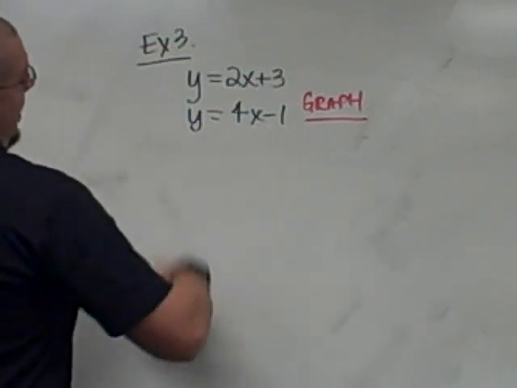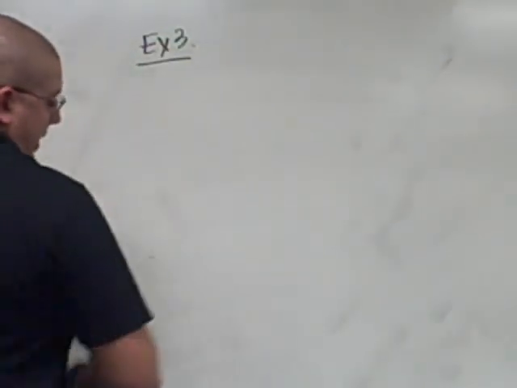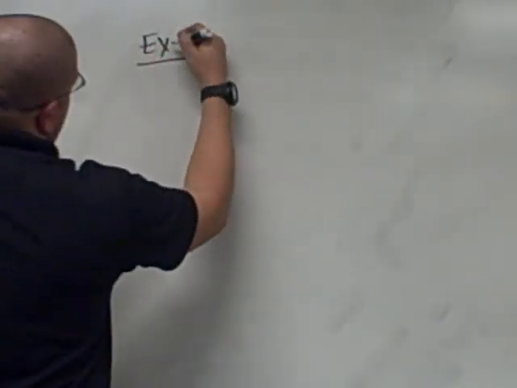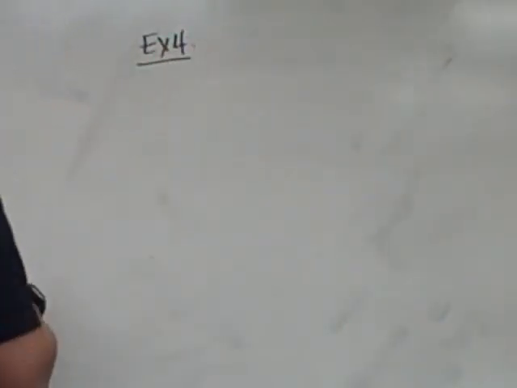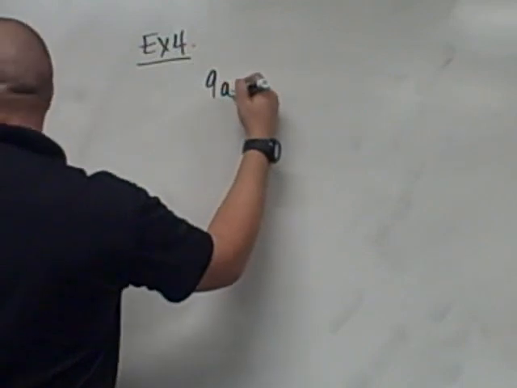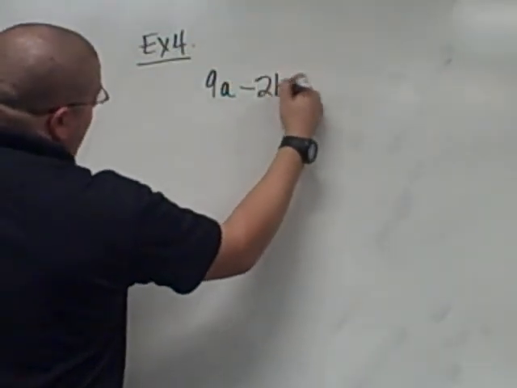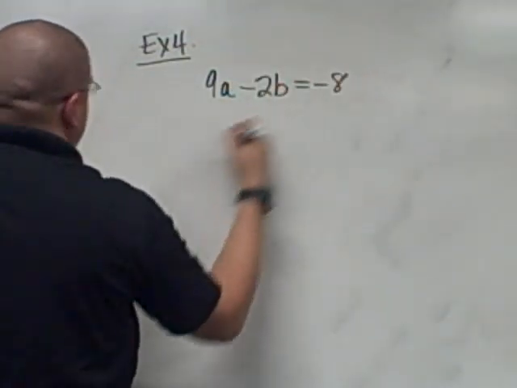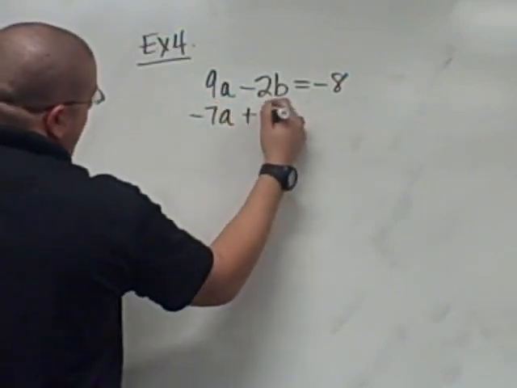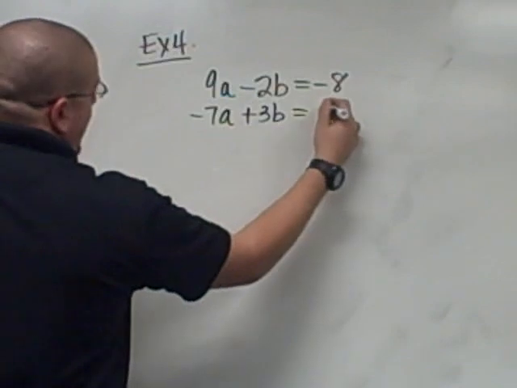All right, one last example I want to do. Partially because we didn't cover it in class, because I didn't think our homework was going to have it. But I found out that our homework does have it, so I want to do one more example. We're going to do 9a minus 2b equals negative 8, and negative 7a plus 3b equals 12.